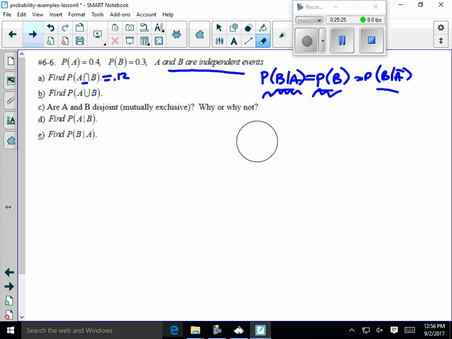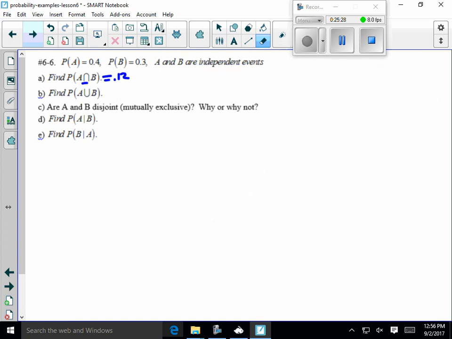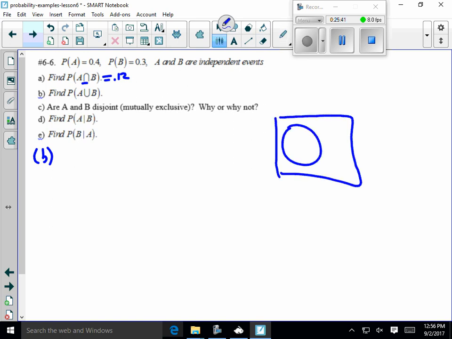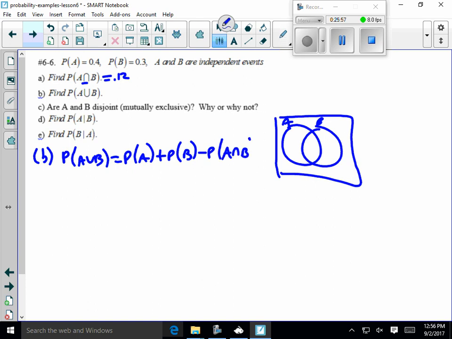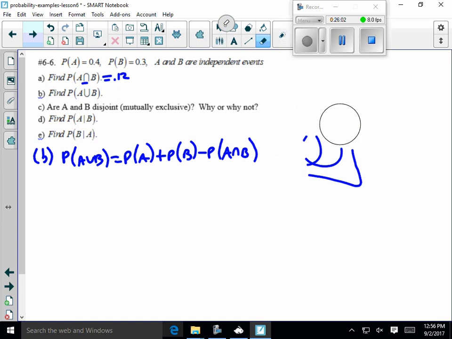It says in the next part, find the probability of A union B. So since I have everything as abstract values here, I'm going to use the OR formula for that. Here's how I remember the OR formula. I picture a Venn diagram in my head, and then I remember that if I want the probability of the union, A union B, A or B, I should add up what's in the circles for A and B, but I should subtract off what is in the intersection so it doesn't get counted twice. So I use the Venn diagram to help me remember that. But that's the formula I'm going to use, right?